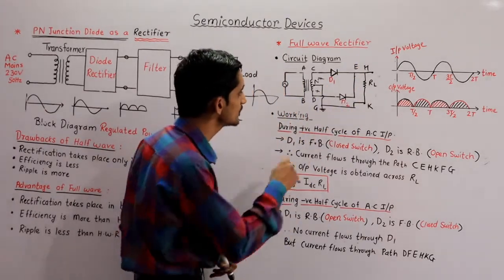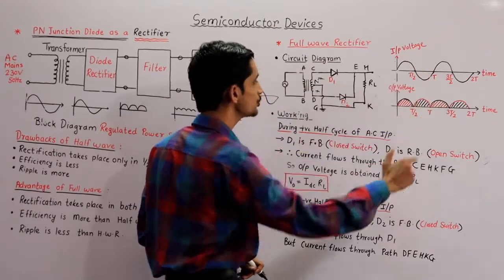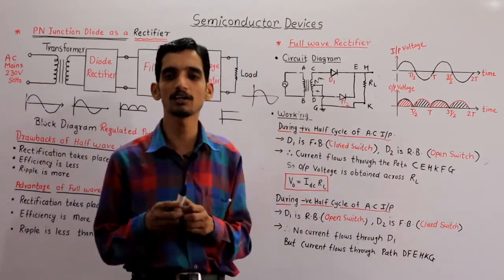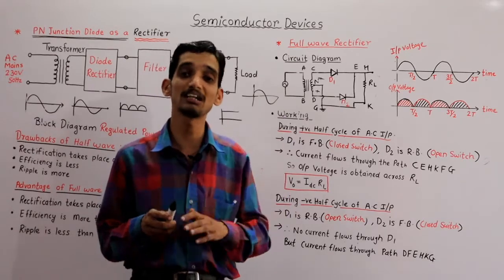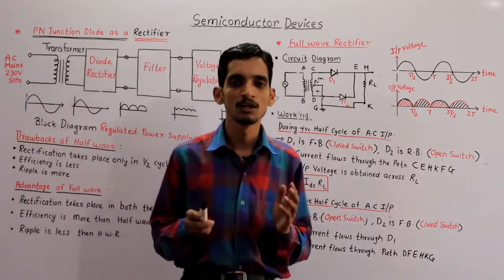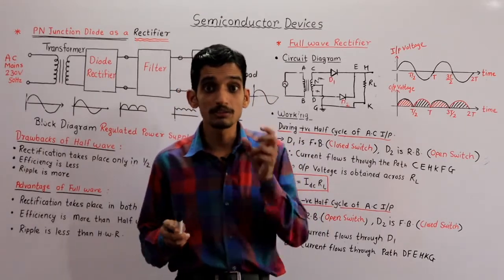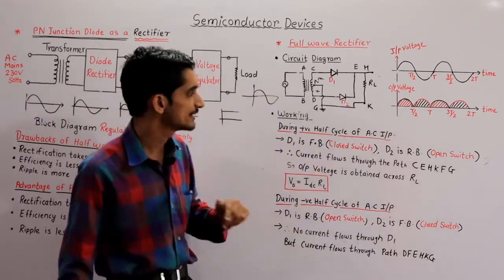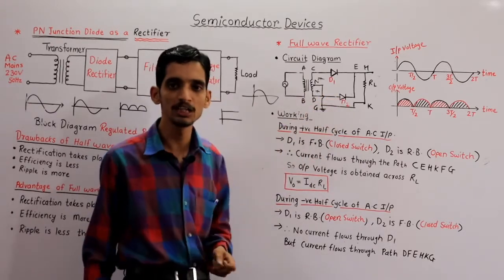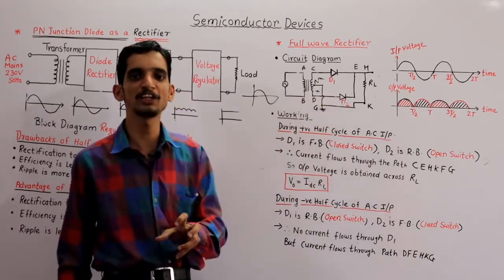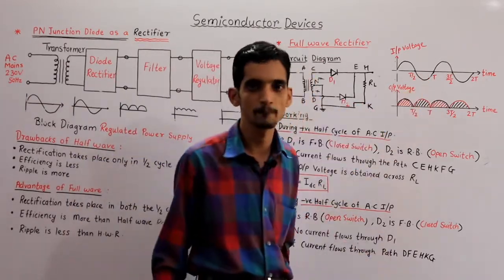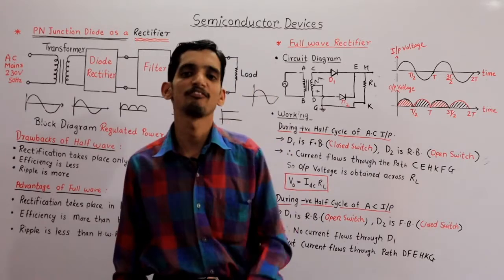It means current will flow from anode to cathode. The path followed by the current during both half cycles is the same, but it is taken through different diodes. So when we add one diode to the half wave rectifier circuit, this second diode is utilized for the rectification of the second half cycle, that is the negative half cycle, which is not possible in a half wave rectifier.